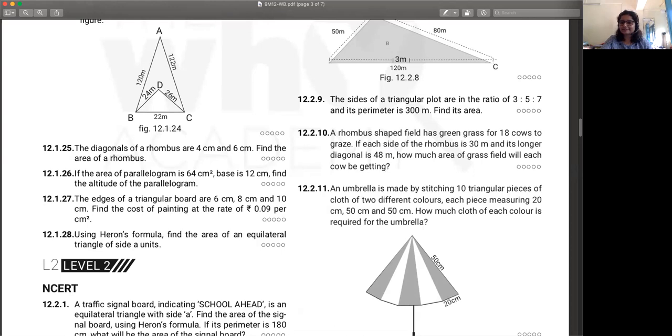We'll find the area and then we'll have to divide it by 18 in the end. Ma'am, can we just message you in the chat? Yeah, you can do that. Rakshita, you're absolutely right. You need to find the area and divide it by 18. How will you find the area?